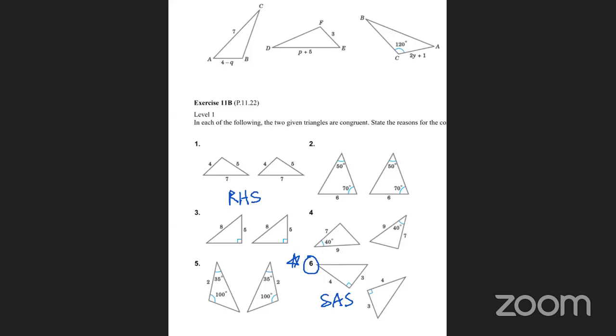But the case is that RHS, this H, it means the hypotenuse. It means we must have the information of the hypotenuse. We can use RHS. But in this case, you can see that this is the hypotenuse because this side is opposite to the right angle. But this part is unknown. This pair of sides is unknown. Therefore in this case, this one is the reason for them to be congruent.